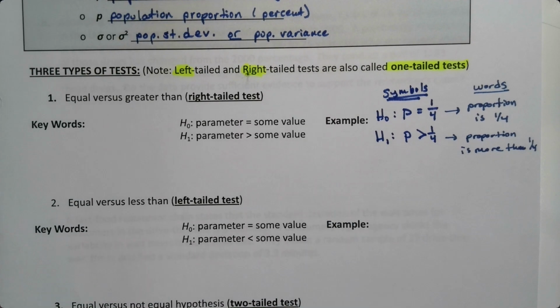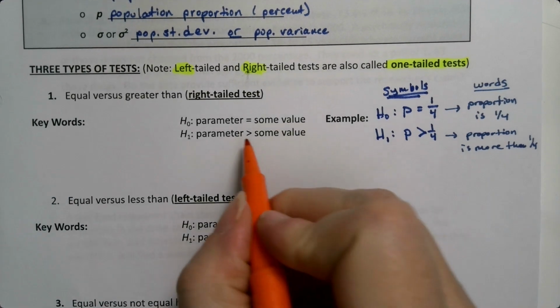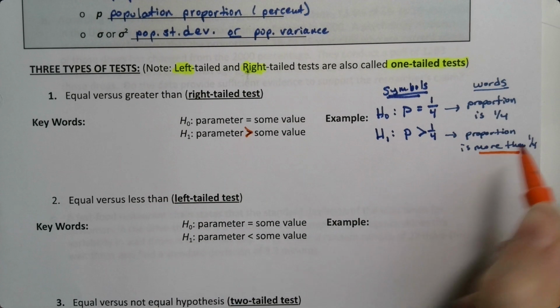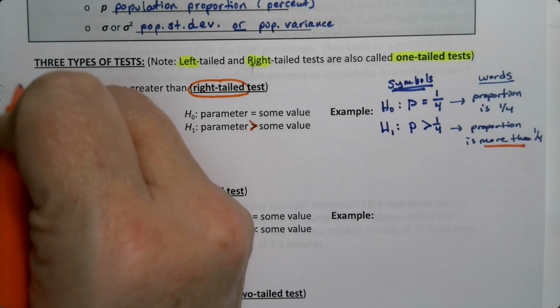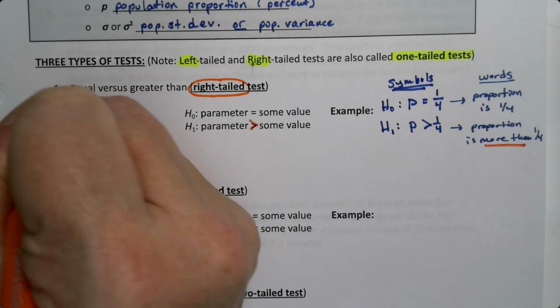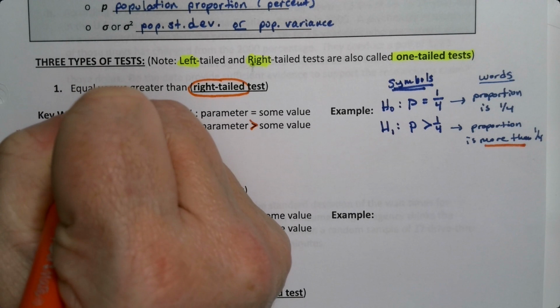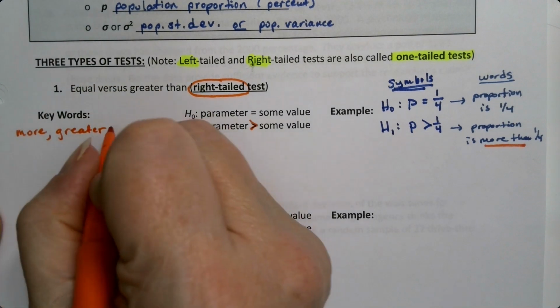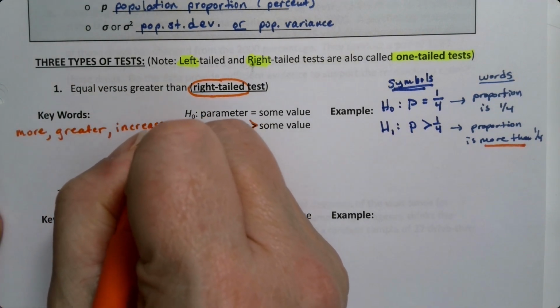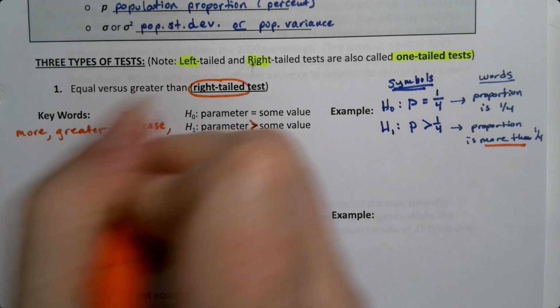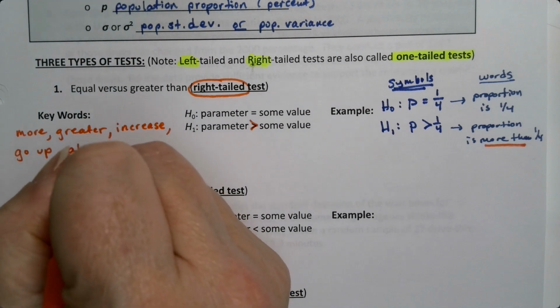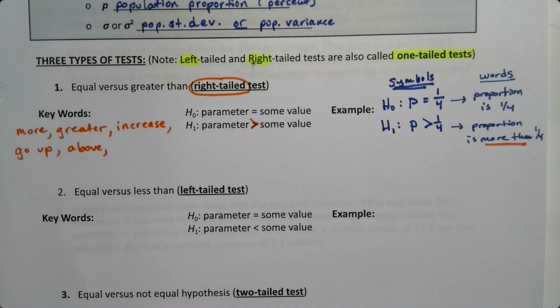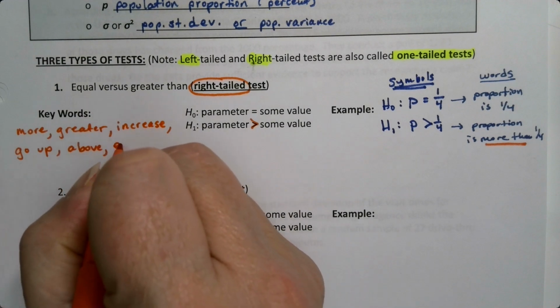And actually, let's talk about the more than, because we want to get some ideas for which way a greater than sign, which is what this is, points. That's a right-tailed test. What are some words you want to look for in your problem? So: more, greater, increase, things that go up, above. And I'm not going to come up with every word, because there are a lot of them.